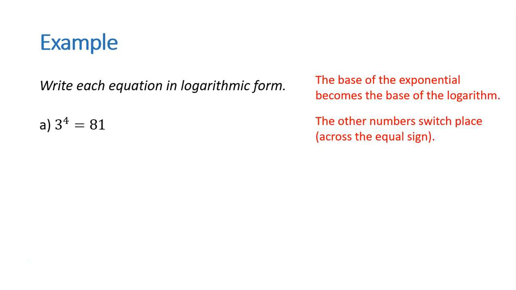So the base of the exponential becomes the base of the logarithm. In an exponential, the base is the big number, so the base is 3. When we write it as a logarithm, the base becomes a subscript, so we'll have a log with a subscript of 3. And then the other two numbers switch places, so 4 moves to the right, and then 81 moves to the left. So our equivalent logarithmic equation is log base 3 of 81 is equal to 4.